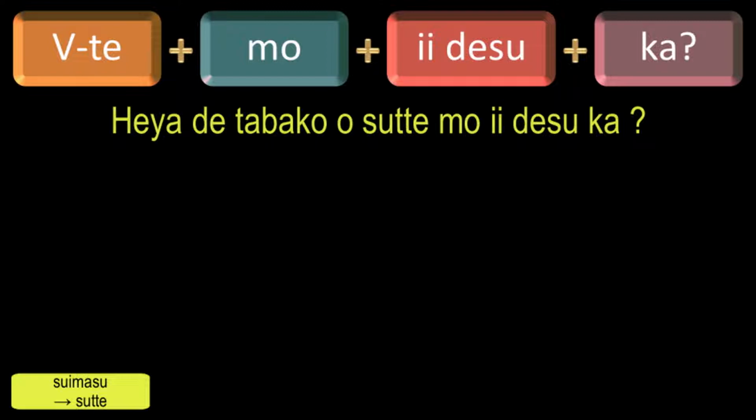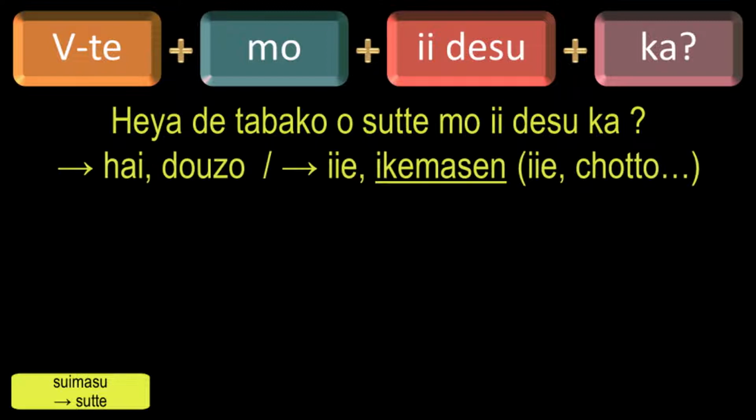Now, if ka is removed from the sentence, then it simply becomes a statement which can be a response to the question. So, if someone says heya de tabako sutte mo ii desu, then it means you may smoke a cigarette in the room. Let us see another type of response to the same question. If someone says hai dozo, then it means yes, please go ahead.